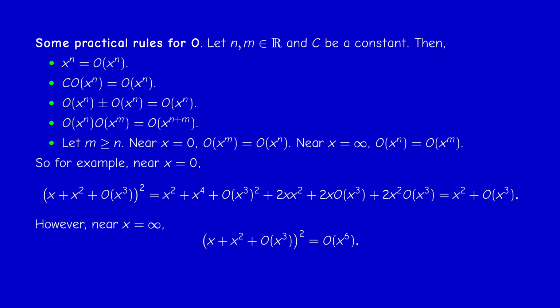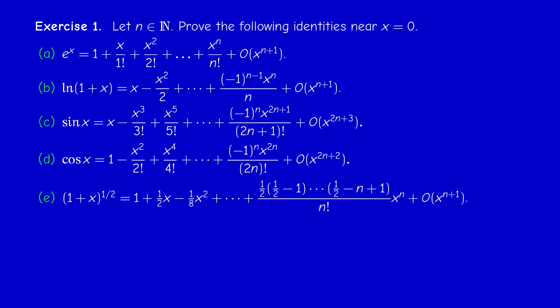Okay, now let us start by solving the exercises. We have to prove some very familiar and known Taylor series expansions near zero. The exponential, you may know it. So it's 1 plus x over 1 factorial plus etc. plus x^n over n factorial plus the big O of x^(n+1).